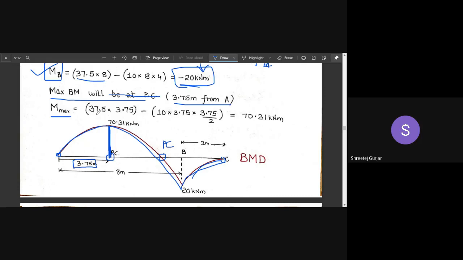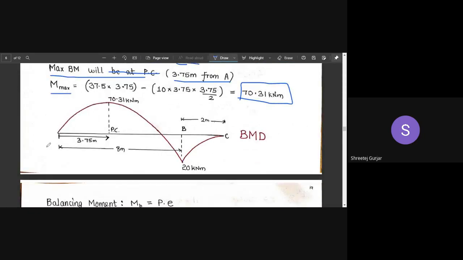So maximum bending moment is equal to, you have a reaction over here, right? 37.5 into this distance 3.75. So it is going clockwise, so it is plus, and UDL you have over here, that is 10 into 3.75 into 3.75 by 2. So you get your bending moment, which is 70.31 kilonewton meter. Okay, so that is what I have written over here. So now we have all the things which is required for your bending moment. We have calculated all the things for your bending moment, and also we have drawn this bending moment diagram.